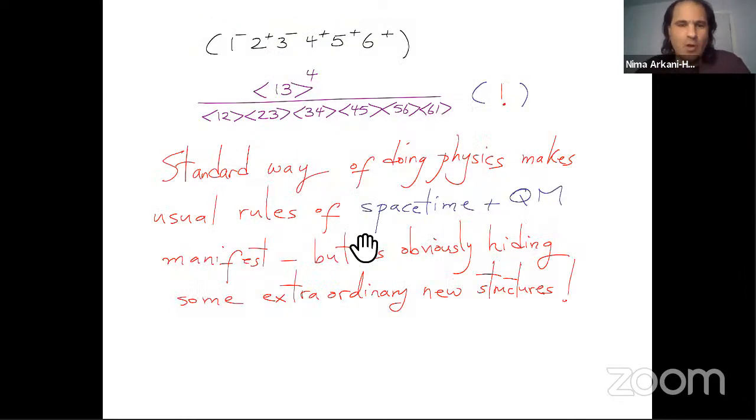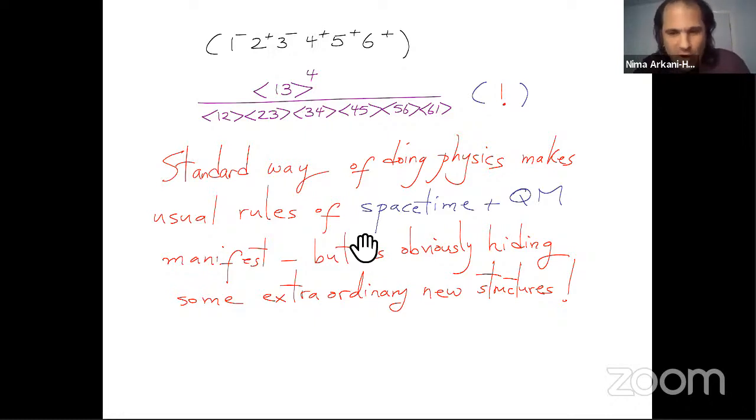But a little over 30 years ago, people discovered that in many cases, the result of these hundreds of pages of algebra collapsed to a single line. And back then, it was not clear that it was the tip of a giant iceberg. Today, we know it's the tip of a giant iceberg. This is already an indication that the standard way of doing the physics, which makes the usual rules of space-time and quantum mechanics manifest, is obviously hiding some other extraordinary structures.